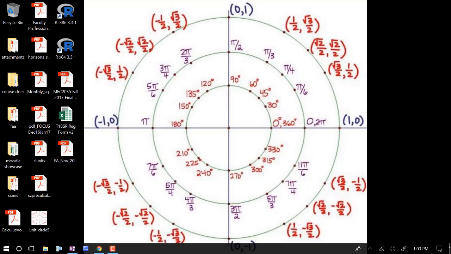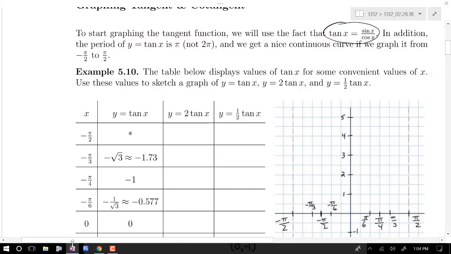In essence, let's graph from minus pi over 2 to pi over 2, minus pi over 2 meaning going backwards. So basically the right half of the circle, from the bottom of the circle all the way up to the top of the circle. And that'll give us one full period of tangent.